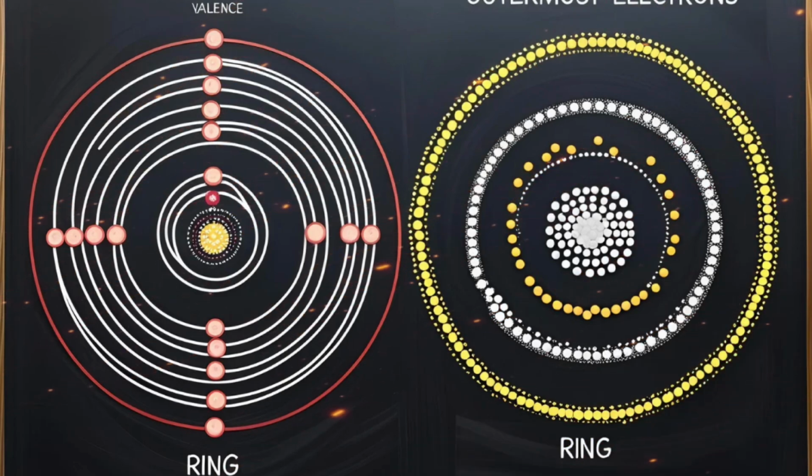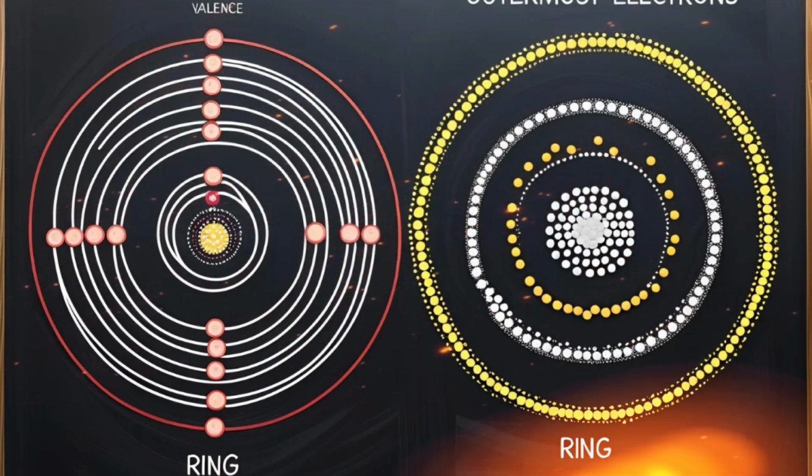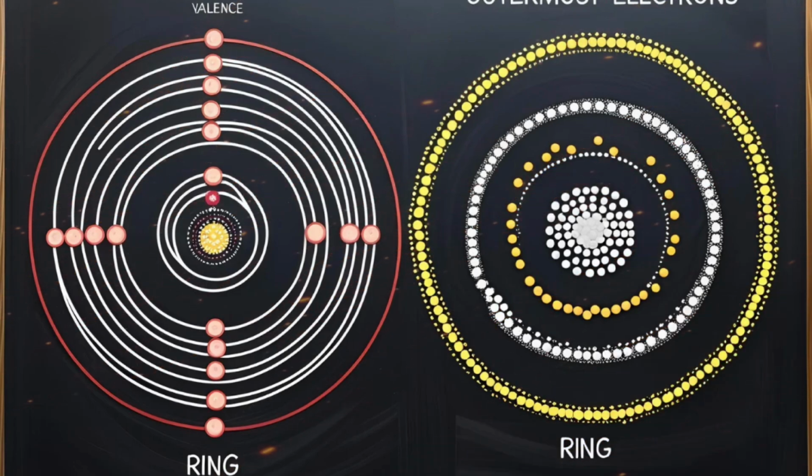Now we arrive at group 17 of the periodic table, known as the halogens. These elements are among the most reactive nonmetals, each with a strong tendency to form compounds by pulling in just one more electron.